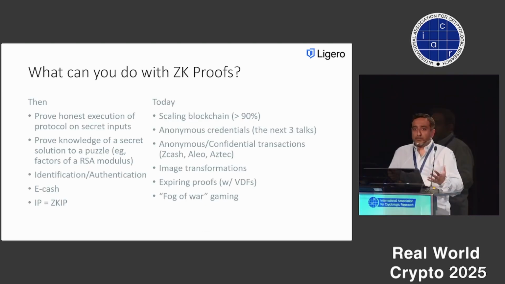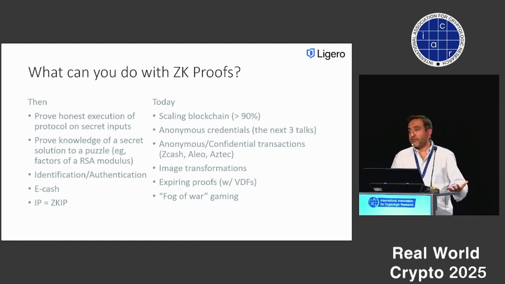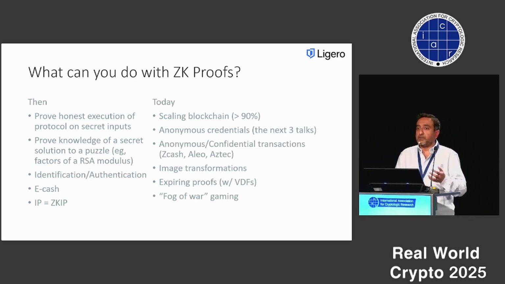What can you do with zero-knowledge proofs? I know I'm kind of preaching to the choir. You all know what you can do with zero knowledge. When it was first discovered, one of the first applications was about amplifying security from semi-honest to malicious. It was about proving honest execution of protocols. Soon they found identification, e-cash, and what can you prove? Well, everything provable is provable in zero knowledge.